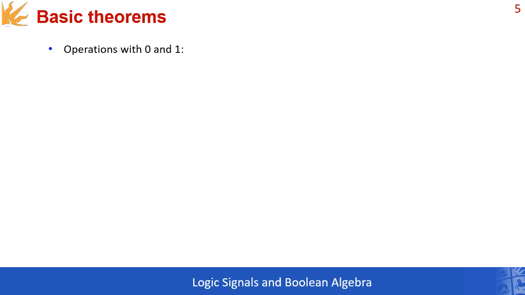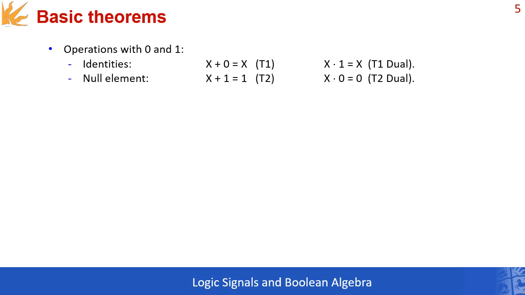We're going to see a series of operations with zeros and ones. The first one is identities. Let's check out these two first theorems, identities and the null element. If you're having a logical OR and you are using 0 as the second operand or as the first operand, the result is going to be the same as the other input variable. Now, there is a dual to this theorem for the logical AND. Only in this case, the other input should be equal to 1.